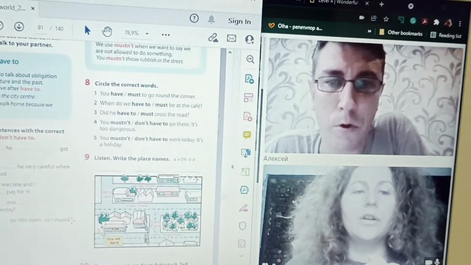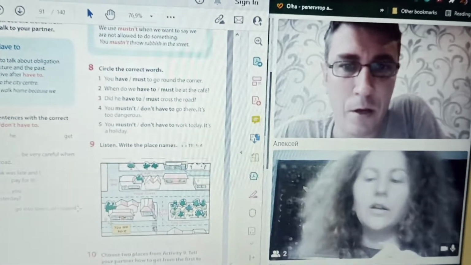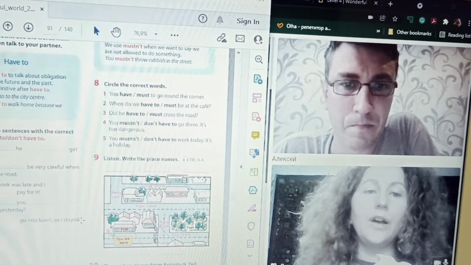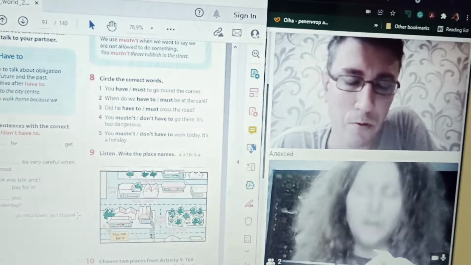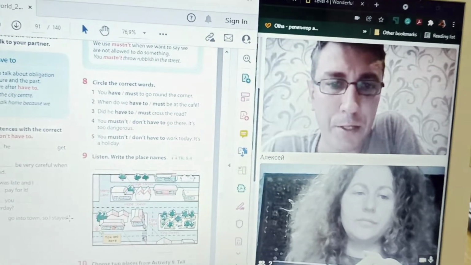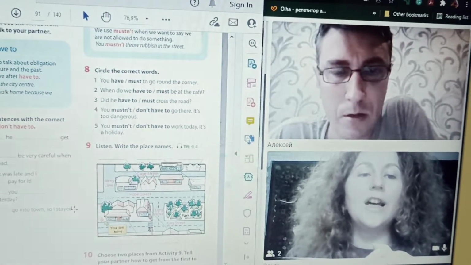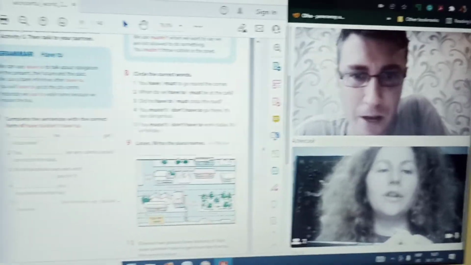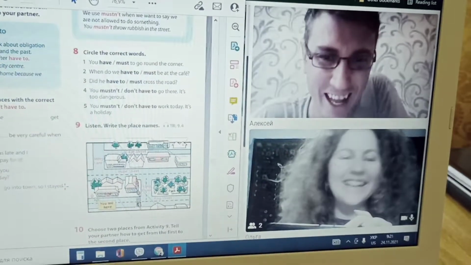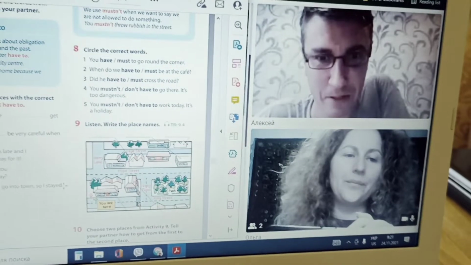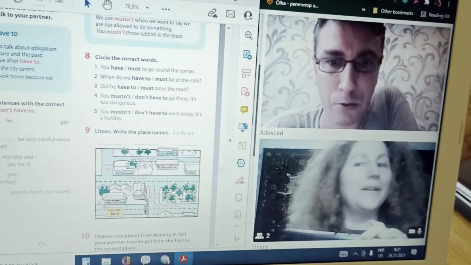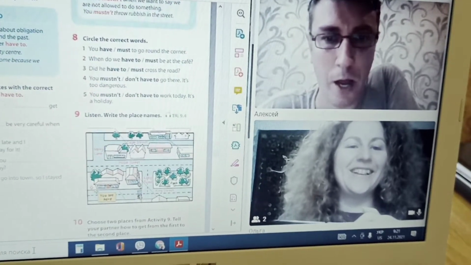My library book was late, and I have to pay for it. It's obligation. I have to pay for it. Then, do you have to buy tickets yesterday? Oh, no, past. Did you? Yeah, sorry. Okay. Go on. I had to go into town, so I stayed at home.